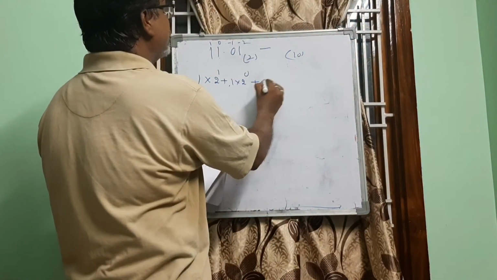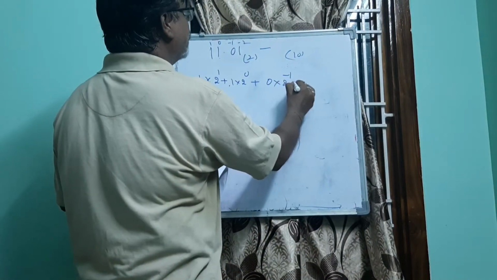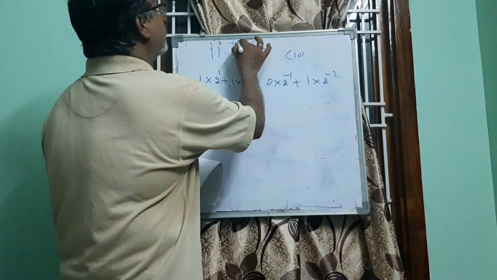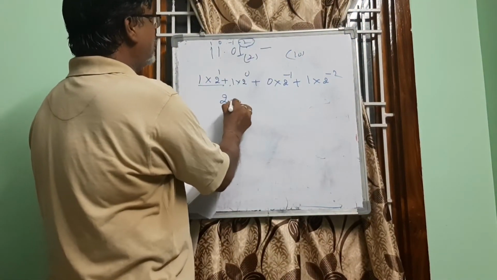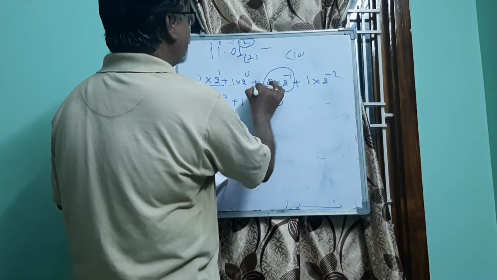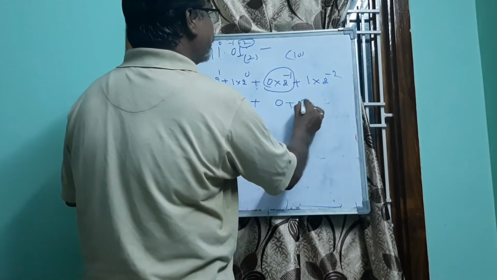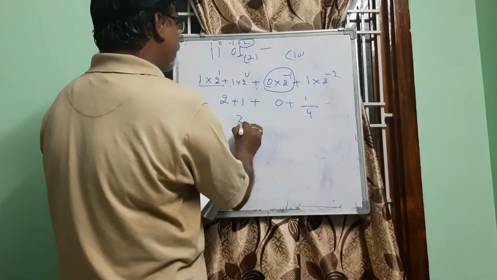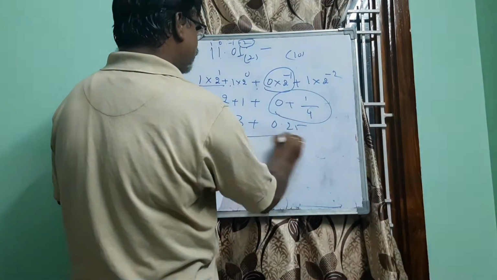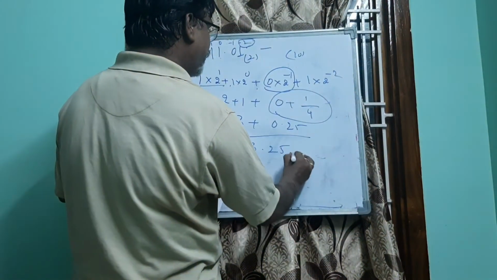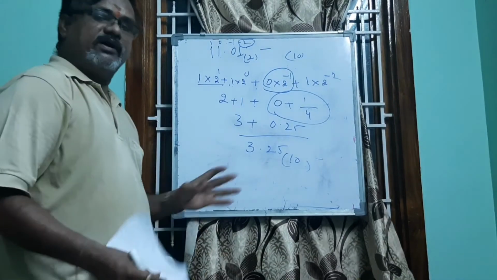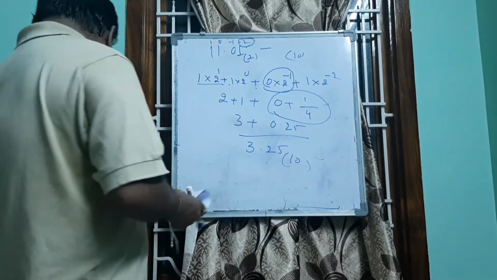So plus 0 into 2 power minus 1 plus 1 into 2 power minus 2. That is 1 into 2 power minus its position. So it is 2 plus 1, plus 0 into something else is 0, but here, decimal point, don't forget, this is plus 1 by 4. So this is 3 plus 0.25, so you get 3.25. This is a simple example of a binary number converting into decimal. So like this you can go for converting any more numbers.